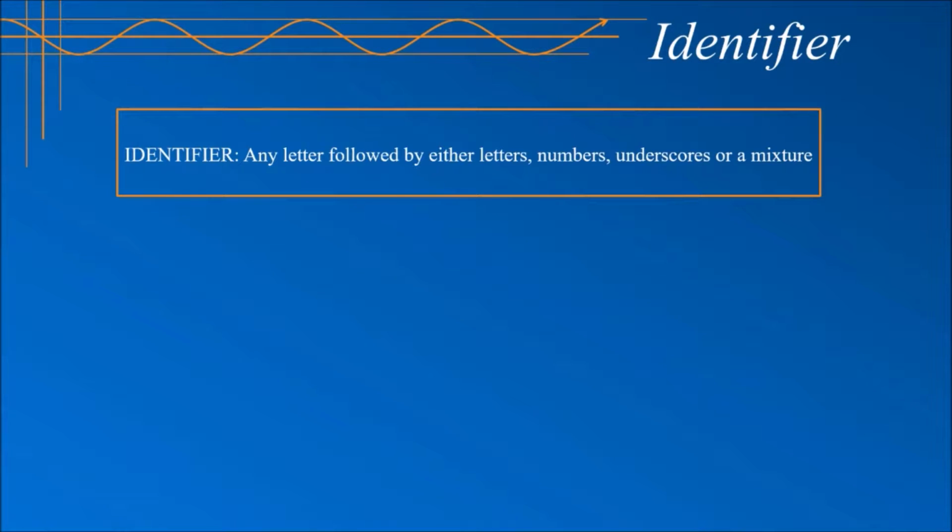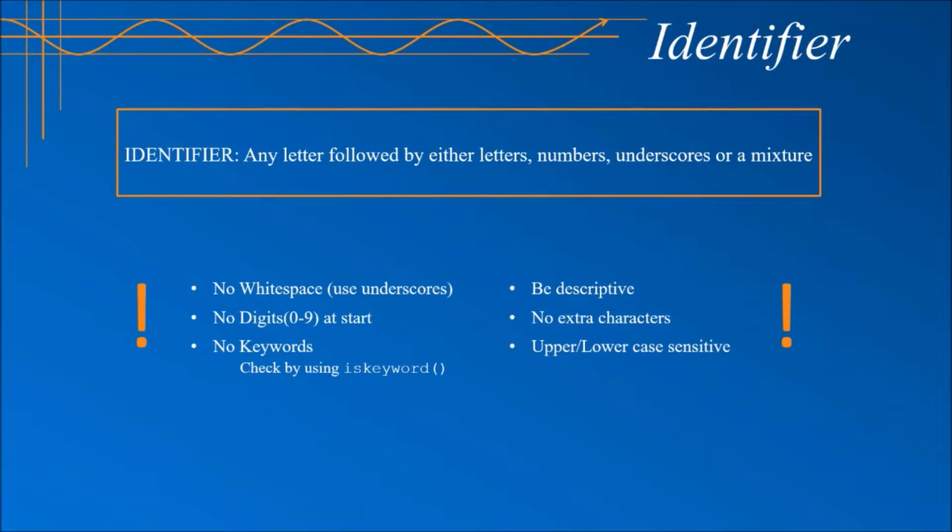Now when naming your identifier, some rules have to be followed. First of all, it has to start with any letter, followed by either letters, numbers or underscores, or a mixture of the three. That means you cannot use white spaces, use underscores instead. No digits are allowed at the first position, so no 0 to 9. No keywords, so for example for or while are keywords. These cannot be used as an identifier name. If you are unsure whether something is a keyword or not, use the iskeyword function to check.